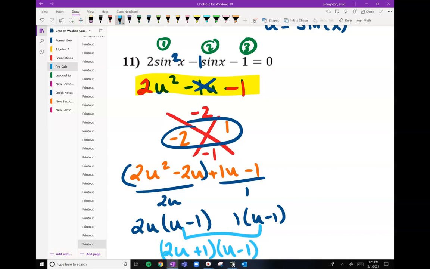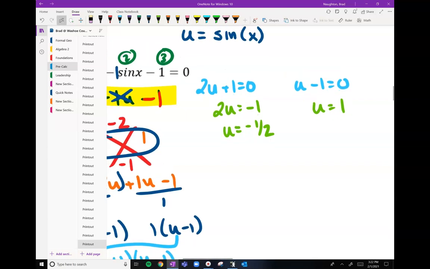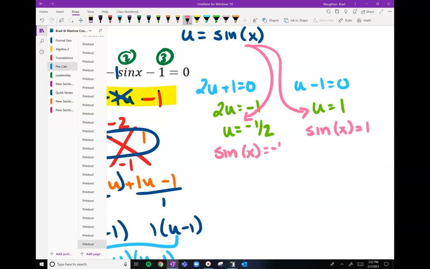So we're not done because they're set equal to 0. So 2u plus 1 is equal to 0, and then u minus 1 is equal to 0. So we get 2u is equal to negative 1, u is equal to 1, and then u is equal to negative 1/2. Well, we have our answers, and this would be great if it was a solving situation with just polynomials, but we are in our trig unit, so we got to remember that u is sine x, so we got to back substitute. So when is the sine of x 1, and when is the sine of x a negative 1/2?